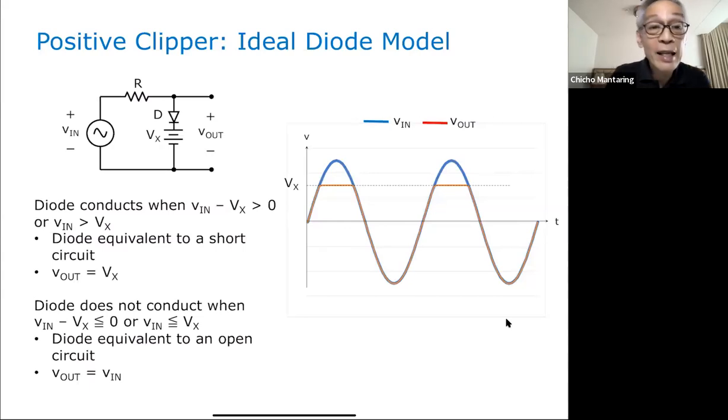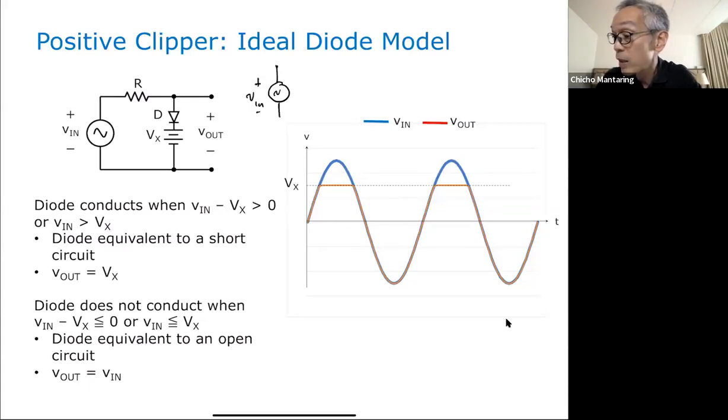So let's say we use the second method. Kasi kanina nasanay na tayo gumamit ng first method. So using the second method, we replace the diode with an open circuit. And so you have V sub X here.